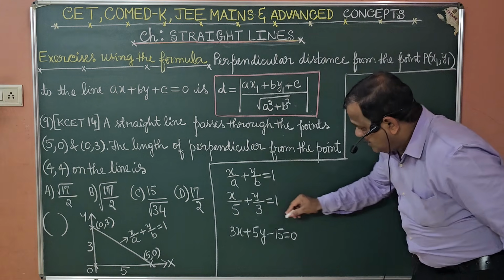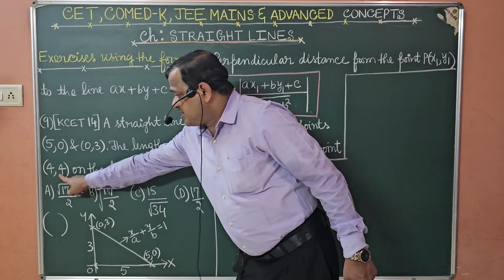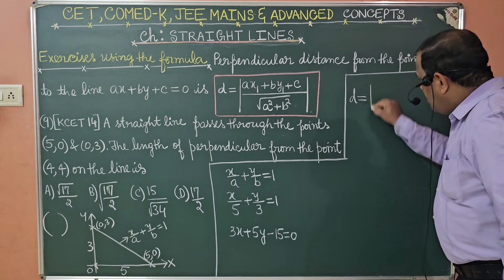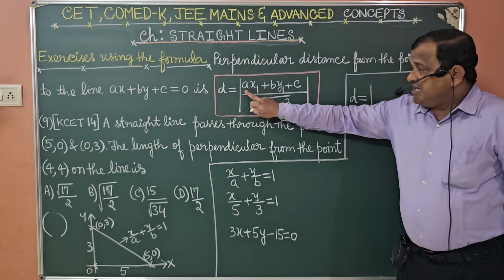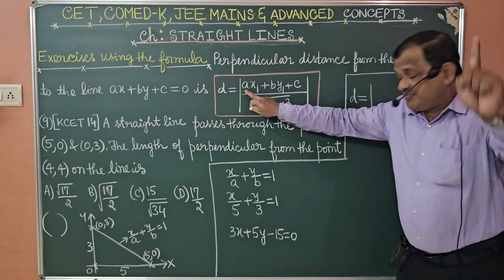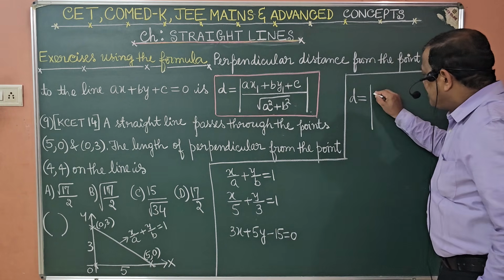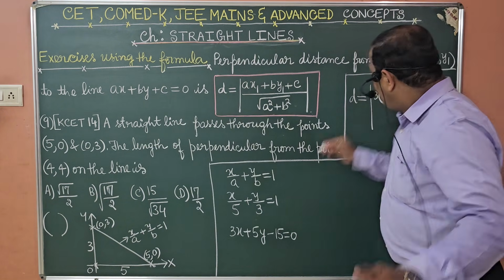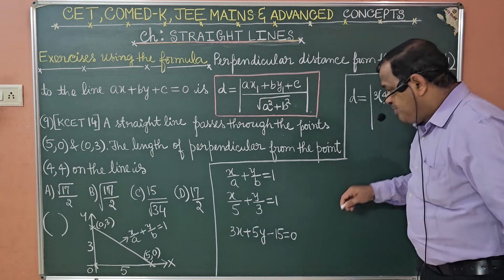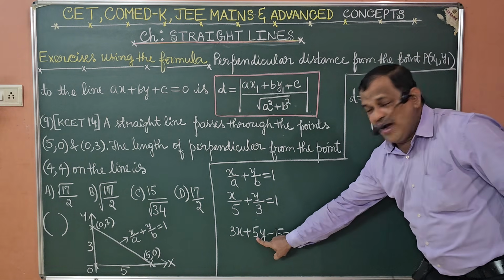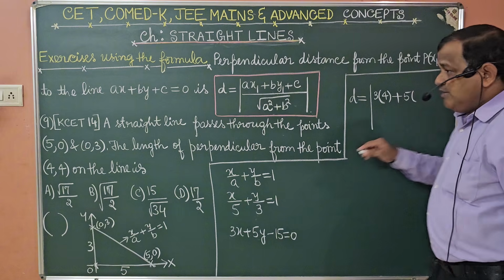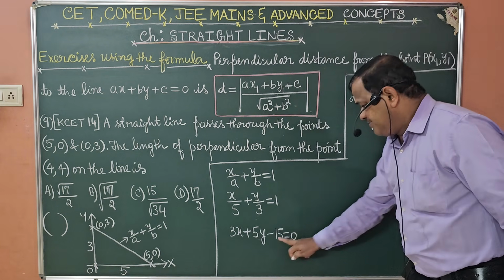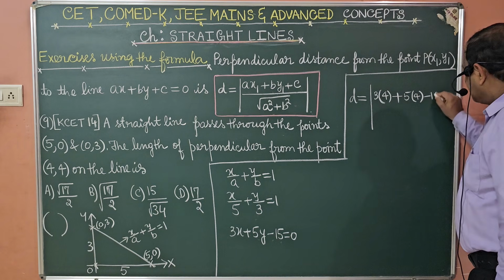See, therefore now I will find the perpendicular distance from the point 4, 4 to this line. Therefore, distance d is equal to modulus of, see the formula, a means coefficient of x from the straight line, 3 into x1. x1 is this x coordinate of the point 4, 4. So it is 4 plus b. There is b. b means the coefficient of y from the line. It's y into y1. y1 means this 4. Then there is plus c. c means this constant term from the line, minus 15.